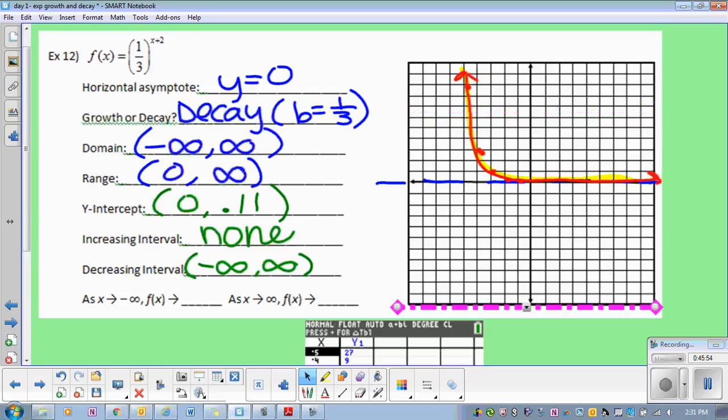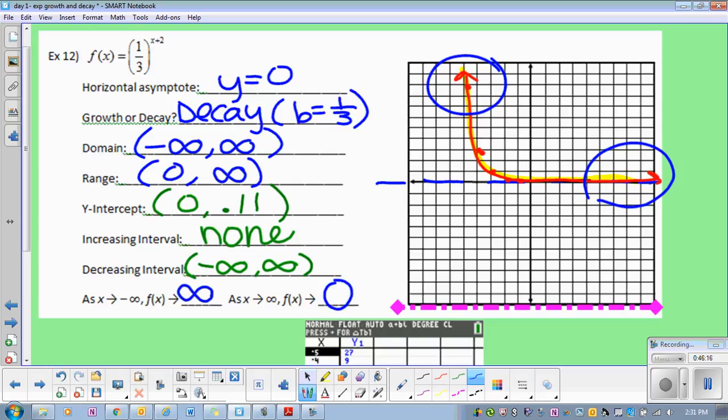All right, so now let's look at the end behaviors. Your left end behavior, where's that going? Infinity, good. And then your right end behavior, what's happening there? It's stuck at 0, good. Perfect.